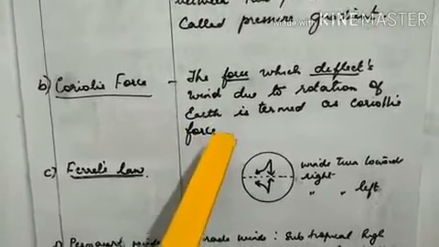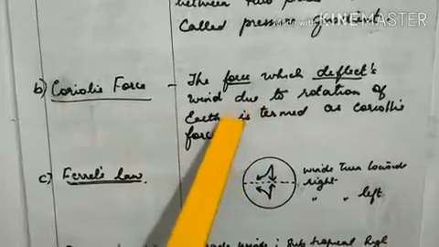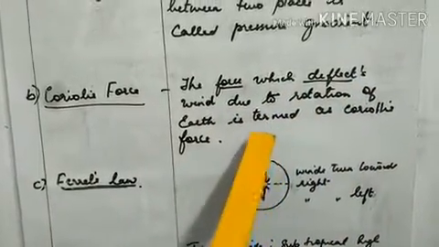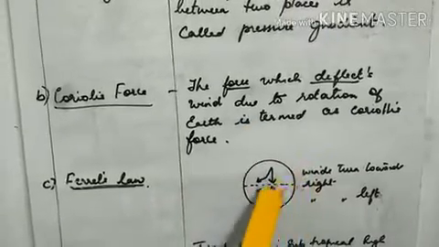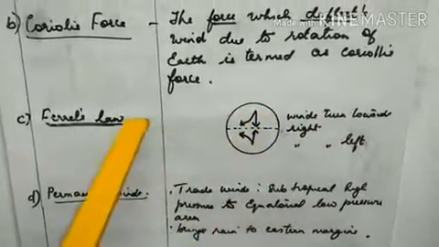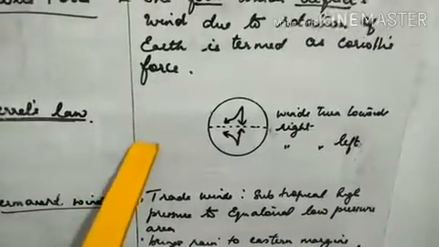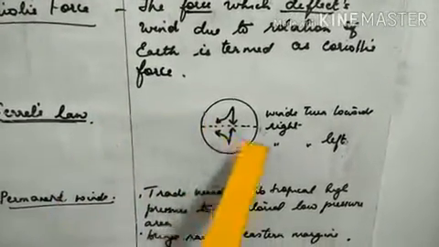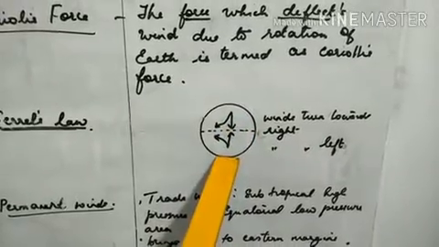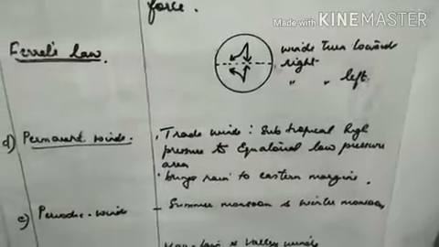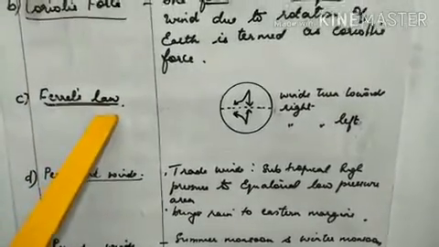Understood? So once again, the force which deflects winds due to the rotation of the earth is termed as Coriolis force. See, I have drawn a picture here. Again, Ferrel has formulated this law to indicate the actual direction of the wind in the northern and southern hemispheres after considering the impact of Coriolis force. This is known as Ferrel's law.